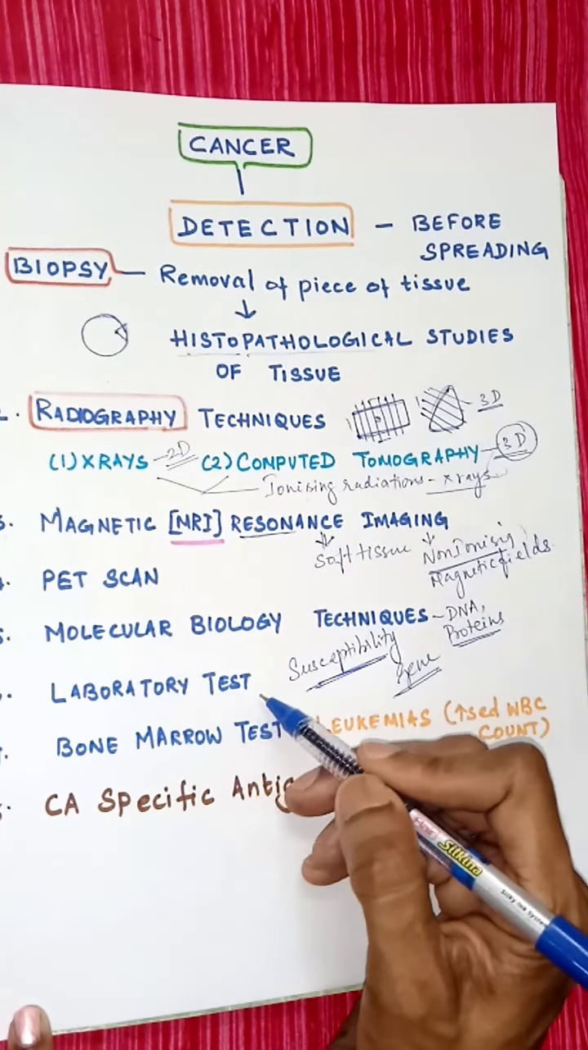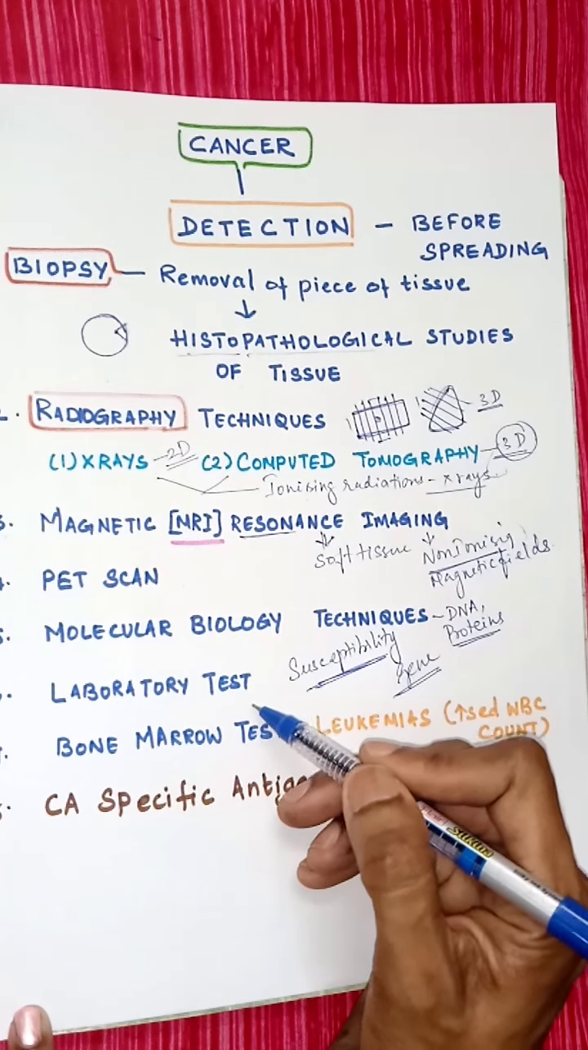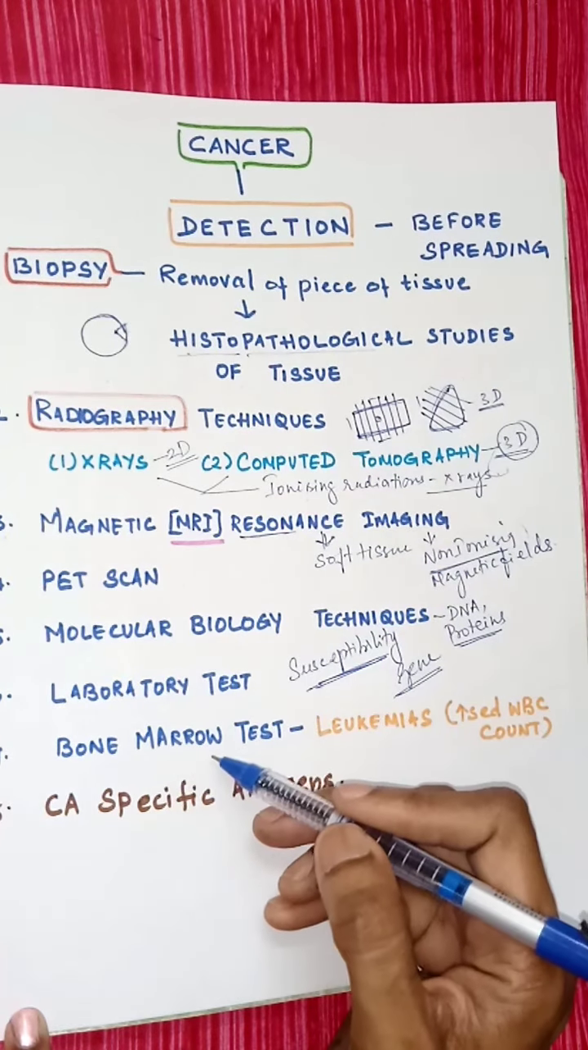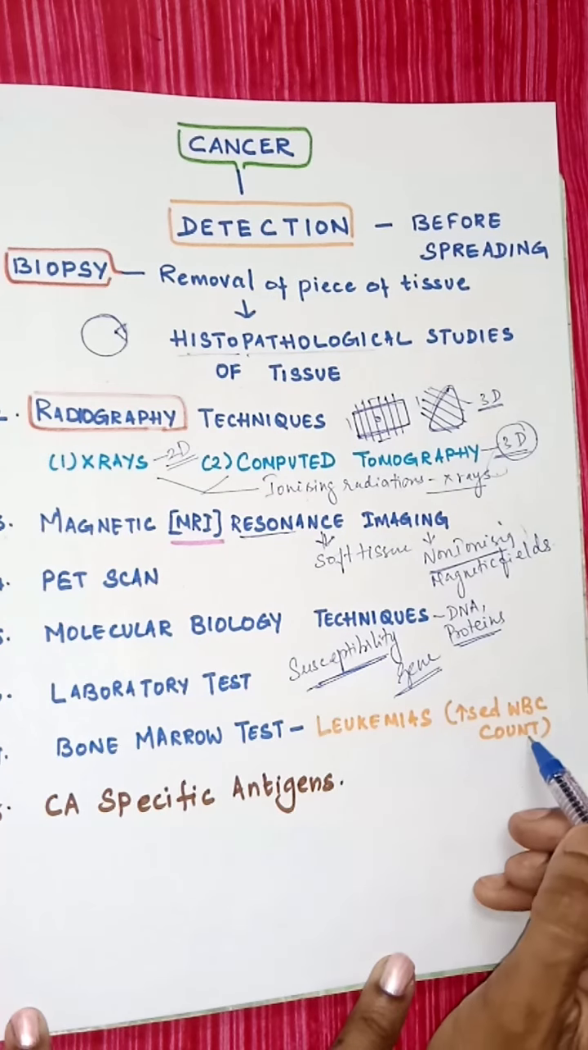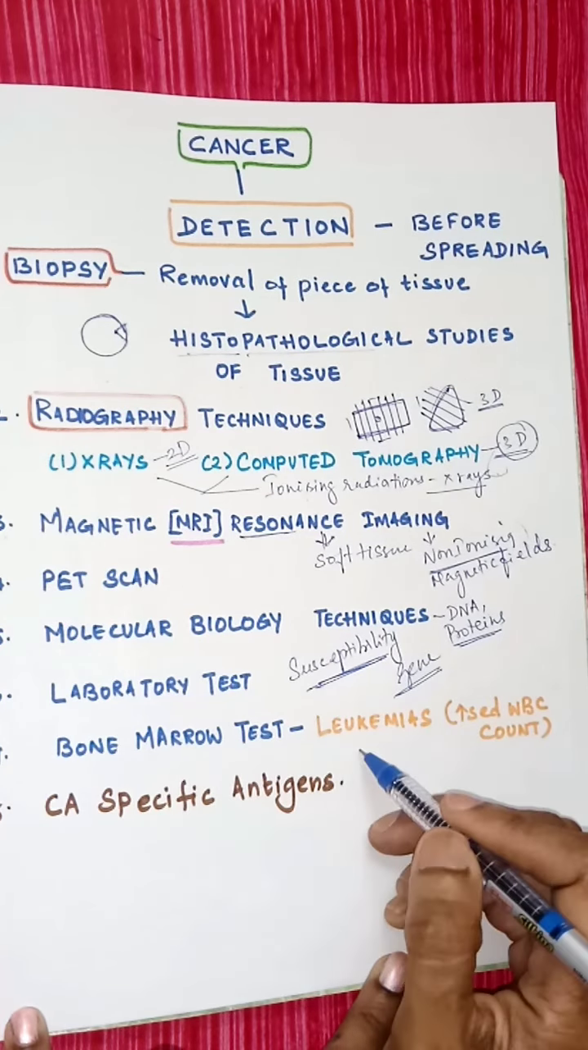Next is the lab test. Lab tests are also useful in cancer. Take a piece of tissue from the bone marrow, and in the same way they will study it under the microscope. An increased WBC count shows the presence of leukemia.